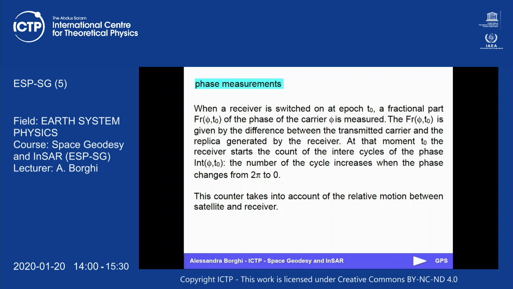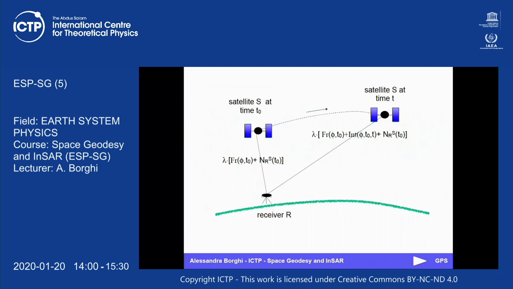Okay, it's better to see from this picture. When the receiver captures the signal from the satellite at time t0, it measures a fractional part of the phase of the signal.